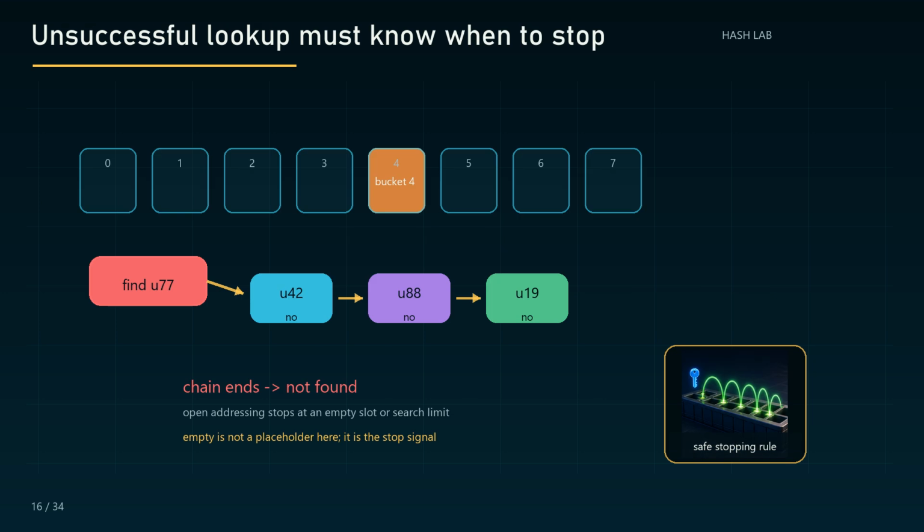A lookup also needs a safe stopping rule. In chaining, a failed lookup scans the local chain and stops when the chain ends. Looking for user 77 in a chain with user 42, user 88, and user 19 returns not found. In open addressing, lookup follows the probe sequence until it finds an empty slot or reaches the allowed search limit.